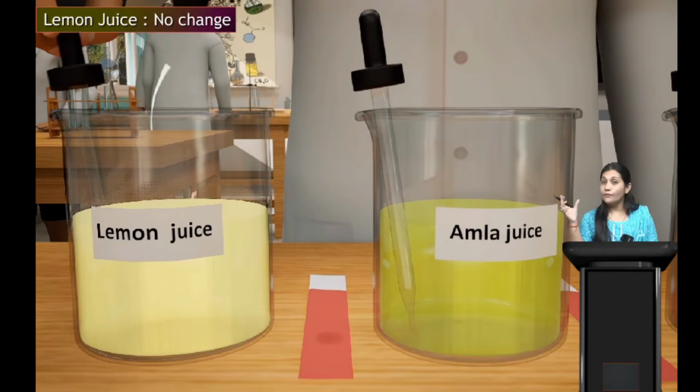Okay. Now, if we dip the full red strip into the lemon juice solution, it will again show no color change. But if we dip the blue litmus paper in the lemon juice, it will fully convert into red color. So here we have seen there is no color change in the lemon juice if we dip the red litmus paper. Isn't it?